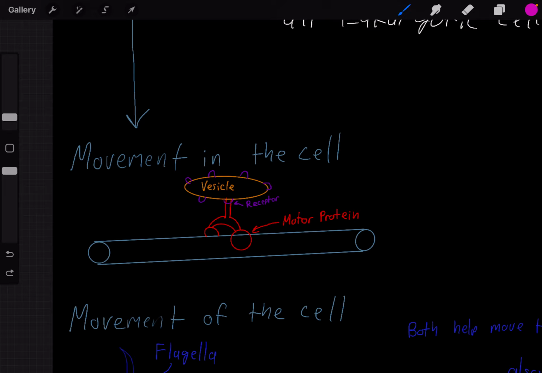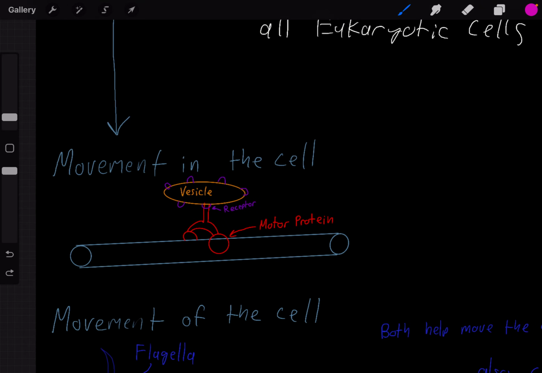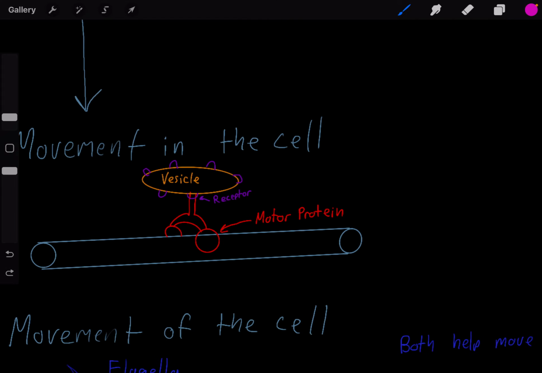If you look at movement in the cell, the main thing microtubules do is form a wide network of microtubules throughout the cell, and things move using these microtubules. It's like a train system. We have motor proteins, which basically use ATP.